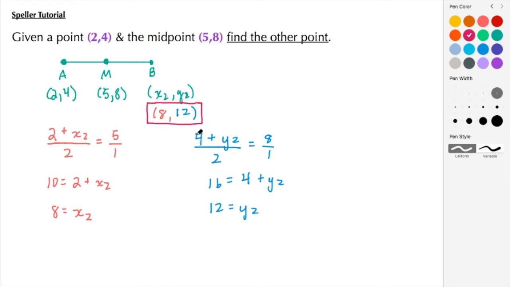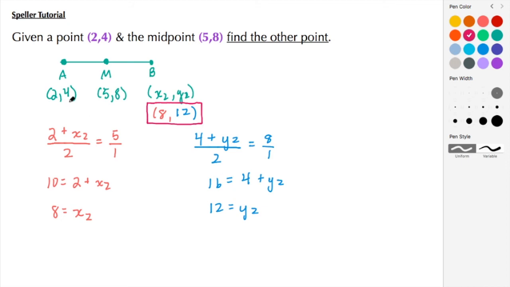Something else we could have done, which is a lot less analytical and just more common sense. Let's focus on the x values. Well, the x value here is 2, and then this x value here is 5. Well, to go from 2 to 5, we see that was an increase of 3. And then if we increase the 5 by 3, we end up getting the 8 that we calculated.